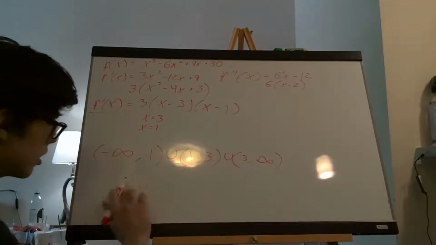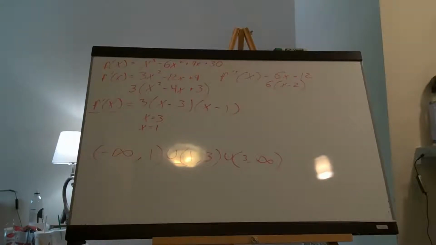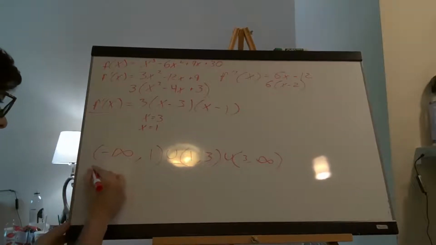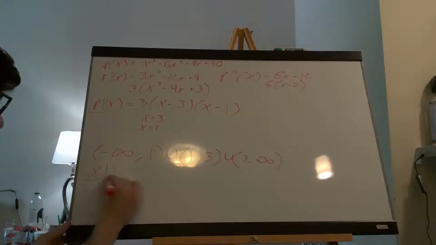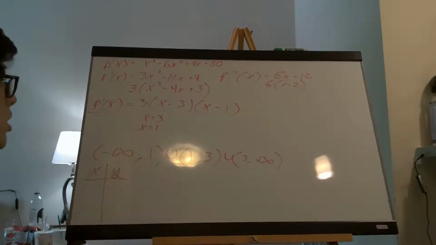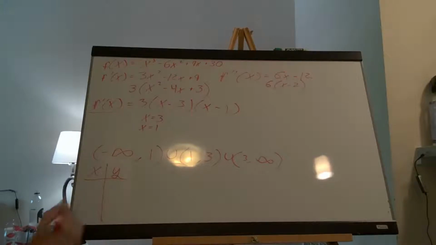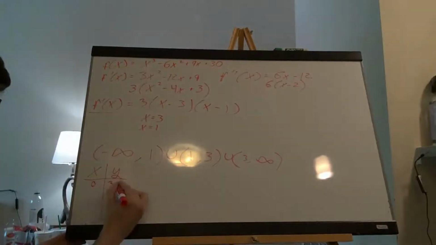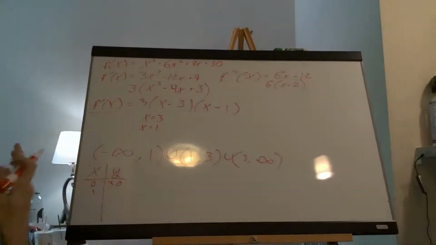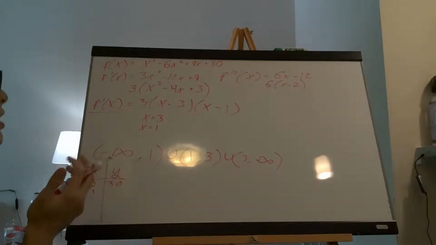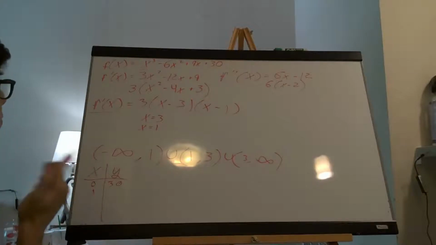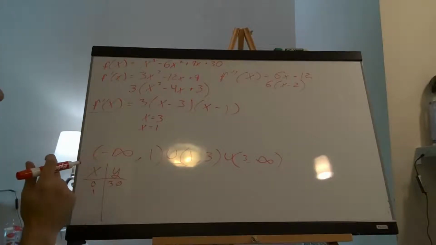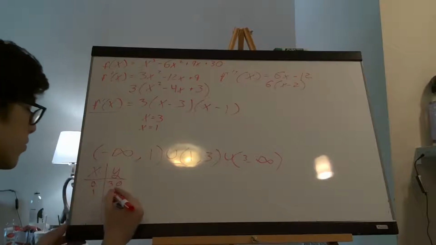You know what? Let's graph it. So x, y. Let's just start with 0 for x. So it's going to give us 30. 1. It's going to give us 1 minus 6 plus 9 is negative 5 plus 9, which is going to give us 4 plus 30 is 34.